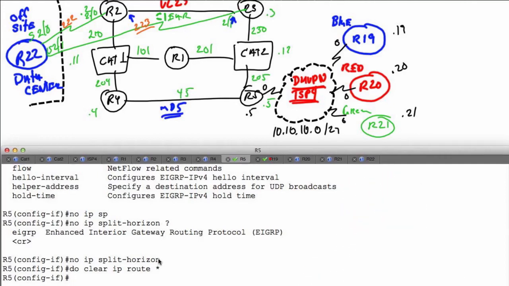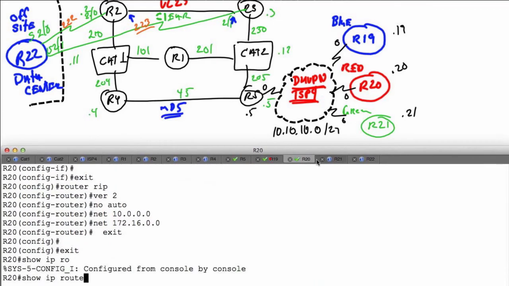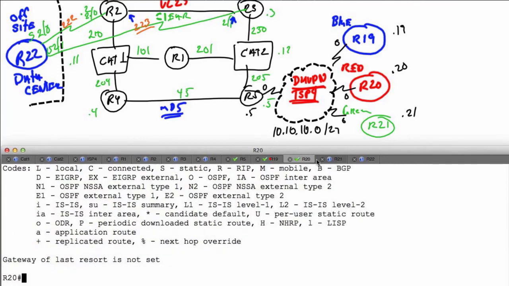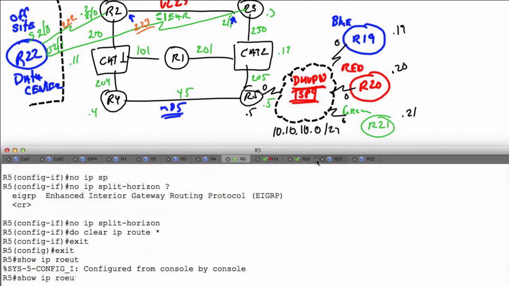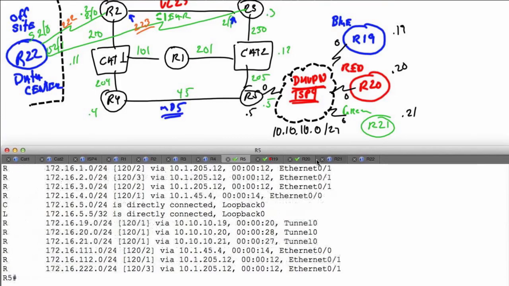Now let's see if this fixed our problem, because this may not be the only problem that we have, but let's see what happens. So exit, show IP route. Show IP route RIP. Well, notice I'm still not learning anything here. So let's go back to R5 and see what's going on. Is the link back up? Show IP route. Still have it as a routing RIP interface, tunnel 0, tunnel 0, tunnel 0.